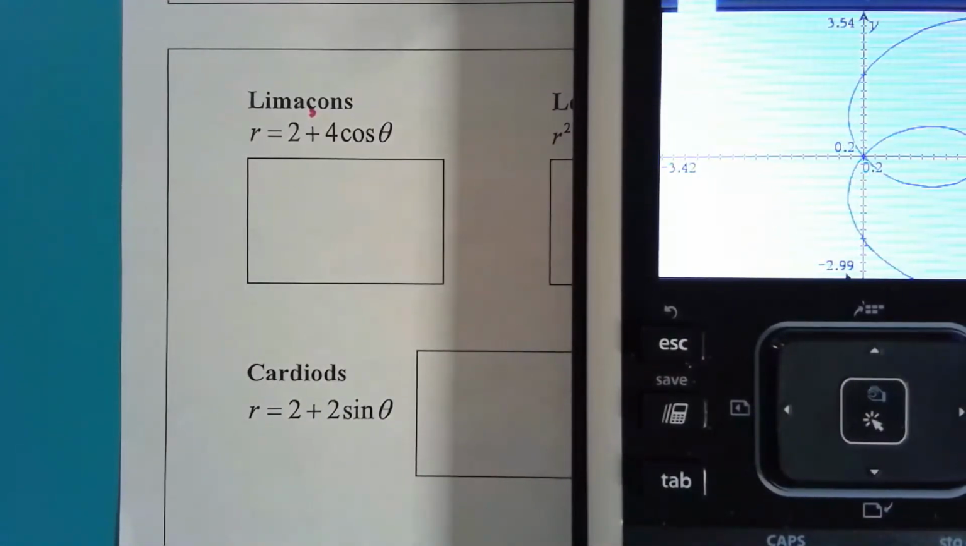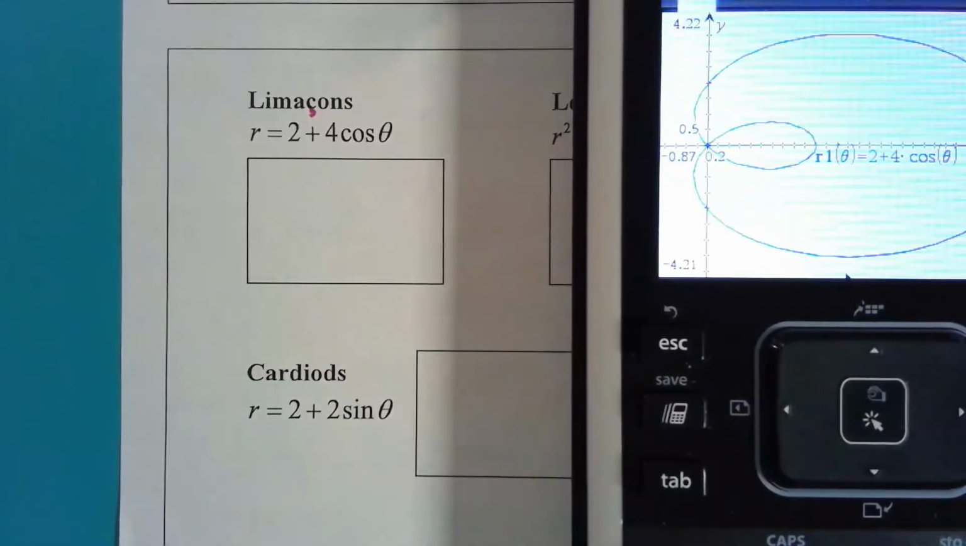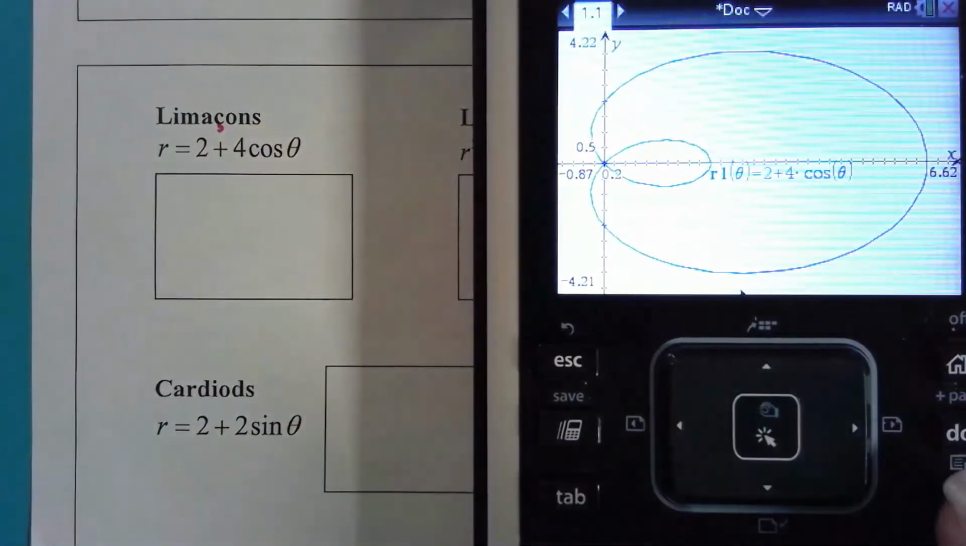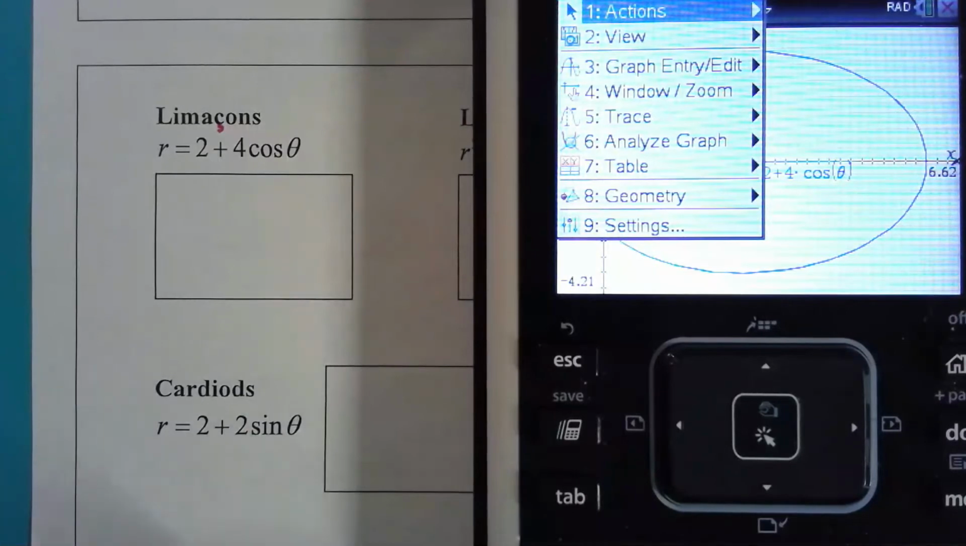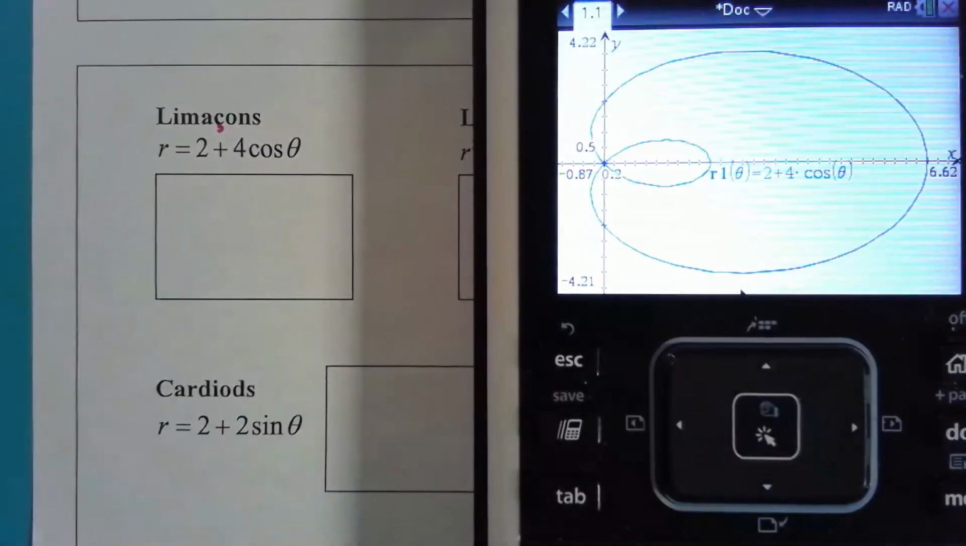Okay, so I'm going to go back and hit zoom fit. And this is what we call a limacon. Now my calculator's off the page, that's why it looks like it didn't show us everything. I'm going to try to square it up. It may not do that, but okay, not great. It's supposed to be more circular, but we graphed one of these yesterday.